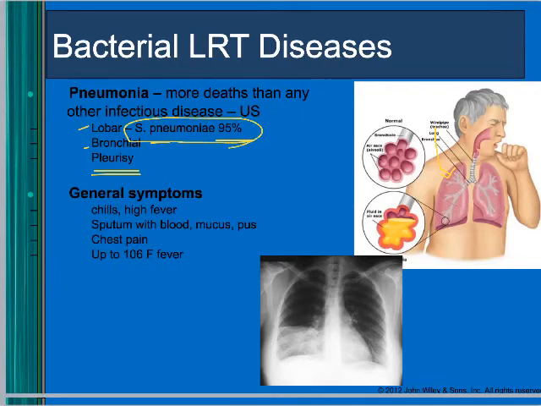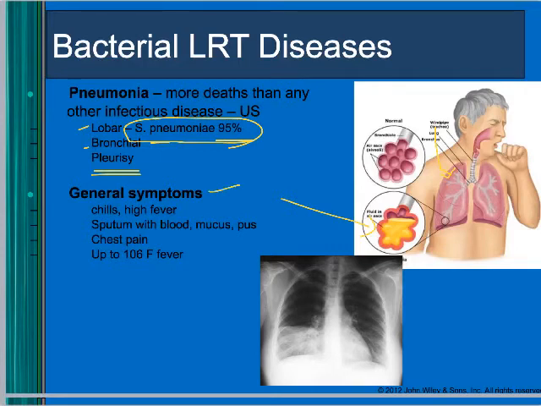Okay, now 95% of the lobar is caused by Streptococcus pneumoniae. Okay, so that's the big organism that causes it, but there's some other ones too, like Klebsiella. Okay, now you have to remember that pneumonia means that there's fluid in the lungs. Okay, so it could be caused by other things. There could be an environmental factor that's causing it too.